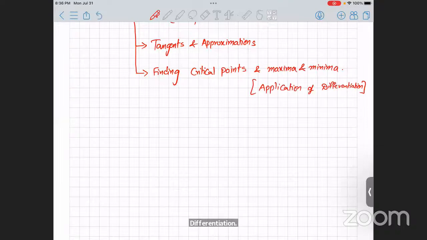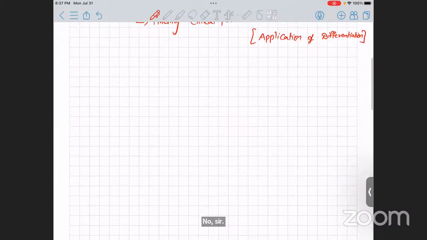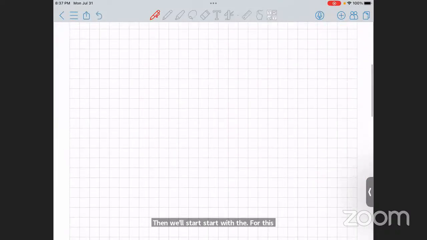Clear, everyone? Did I miss any contents? Did I miss anything? No, sir. Then we'll start with what is differentiability. Can anyone tell what is differentiability? Why do we need differentiation?